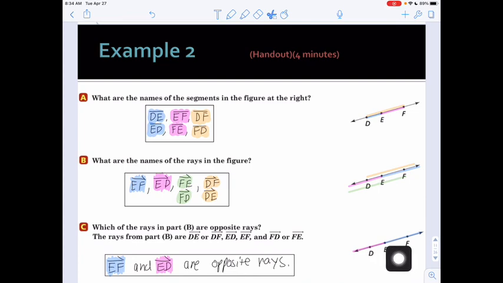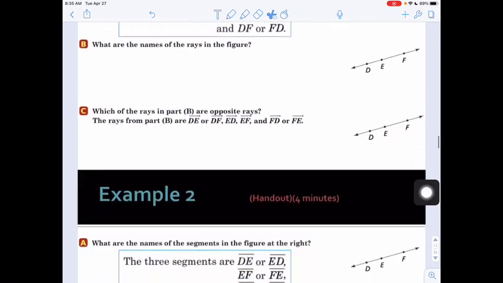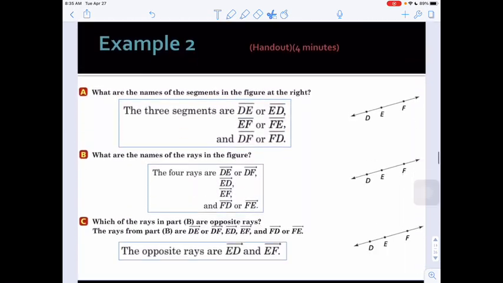Notice that if we start at E and point towards F, and then start at E and point towards D, this covers the entire line of DF. So rays EF and ED are opposite rays. They create a line and they start at the same endpoint. The work for this problem is written out on the next few slides.